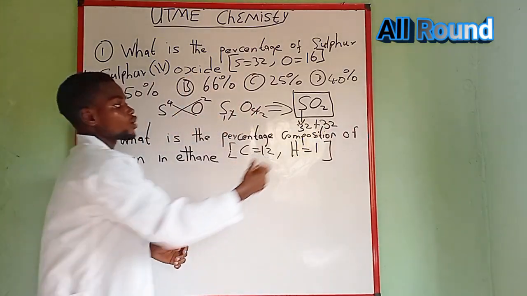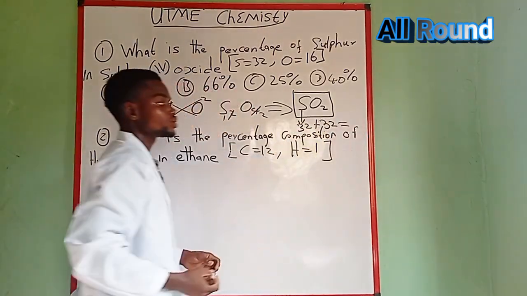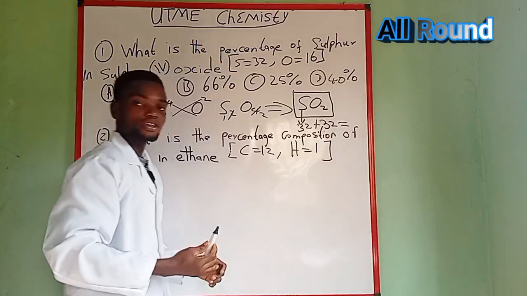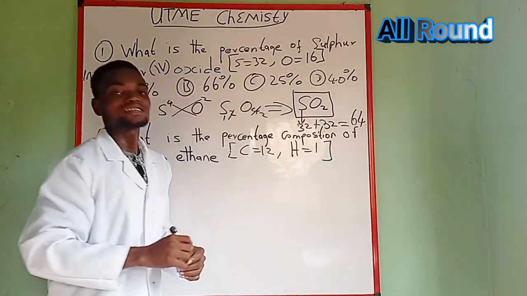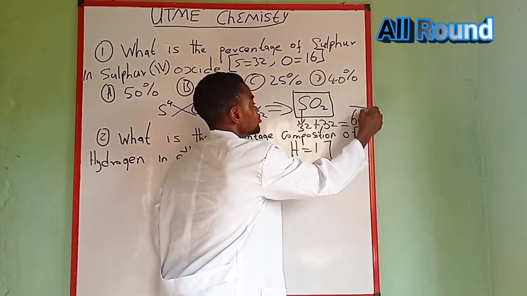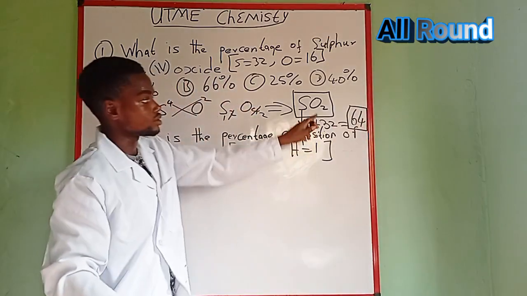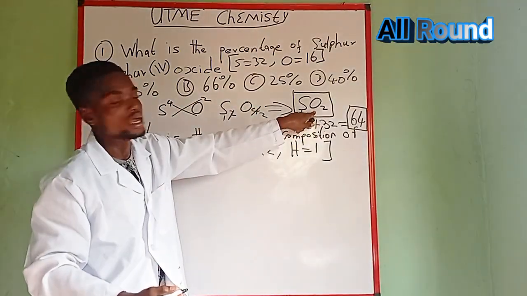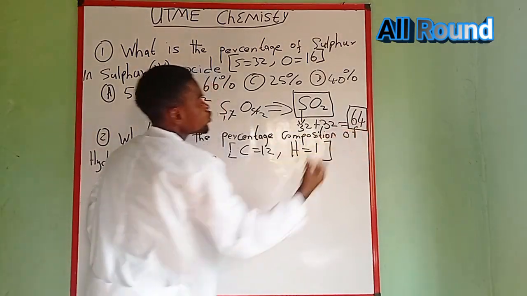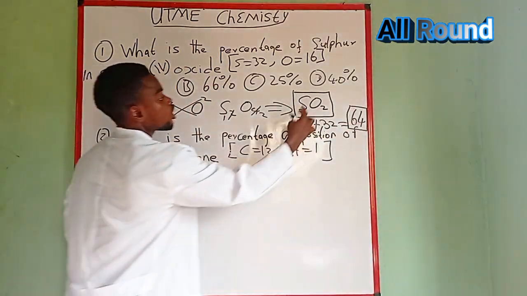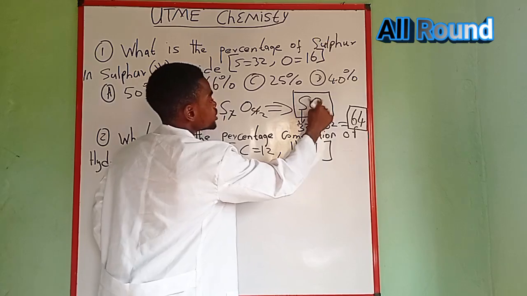Once you add this together, we get 32 plus 32, which is 64. Now, 64 is the mass of this compound. I can call it the relative mass. In this relative mass, we can now get the percentage of either the sulfur or the oxygen.